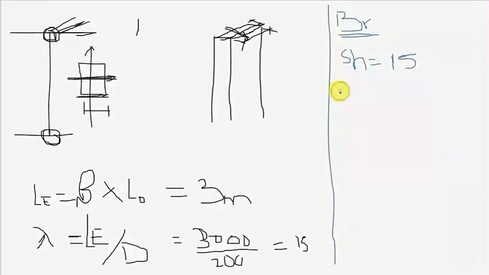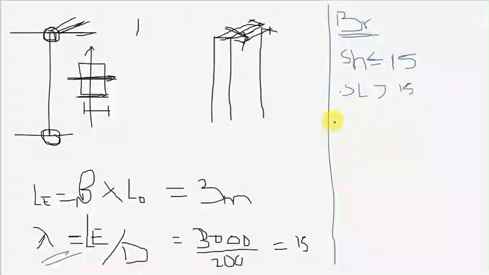Then for unbraced, this one is less than or equal to 15. We call that a short column. If it is greater than 15, we call that a slender column. If our slenderness ratio, which is defined here, is greater than 15, we call that a slender column.